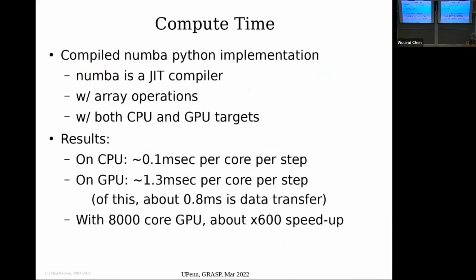We wrote an implementation using something called Numba, which is a JIT compiler for Python. It supports array operations and has both CPU and GPU targets. So on CPU, we get about 0.1 milliseconds per compute step. GPUs are slower per compute step, about 13 times slower, but we have 8,000 cores. So we get about a 600 times speed up.